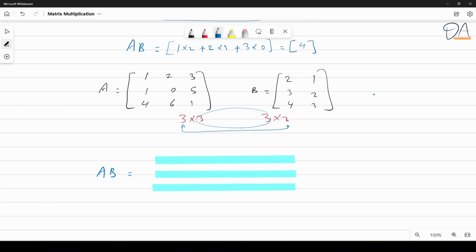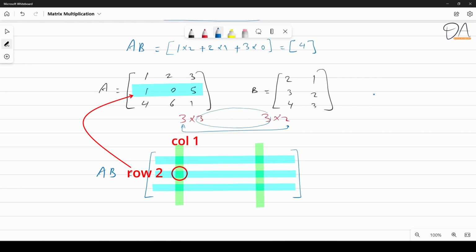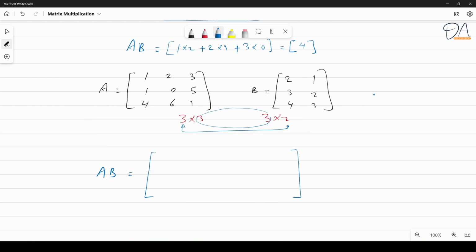So we'll have 3 rows and 2 columns. We will have 6 elements. Each element will be computed by multiplying a row with a column. For example, if you want to get the element in the second row and the first column in the result, then you're going to take the second row of A and multiply it with the first column of B. So let's work this out.